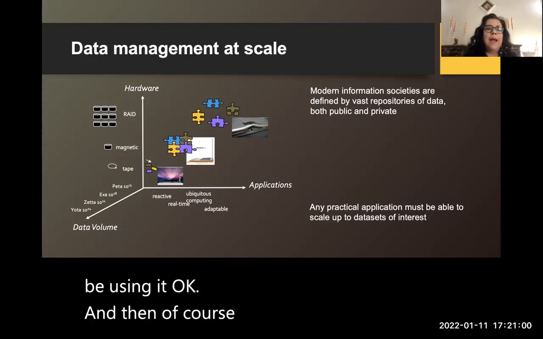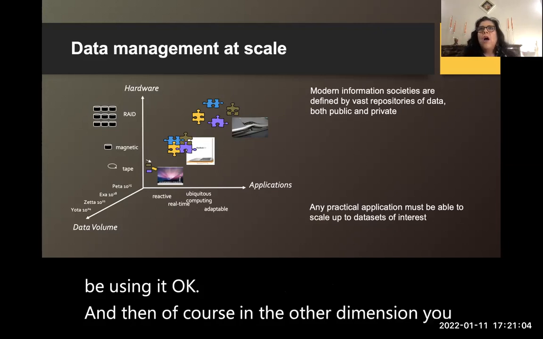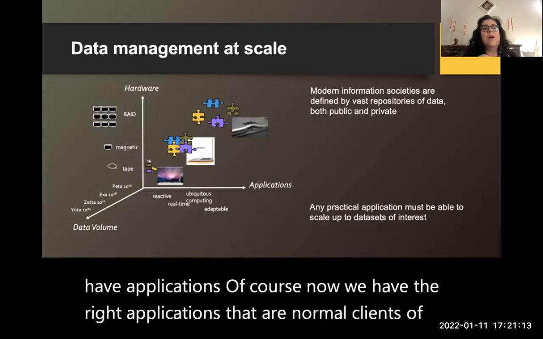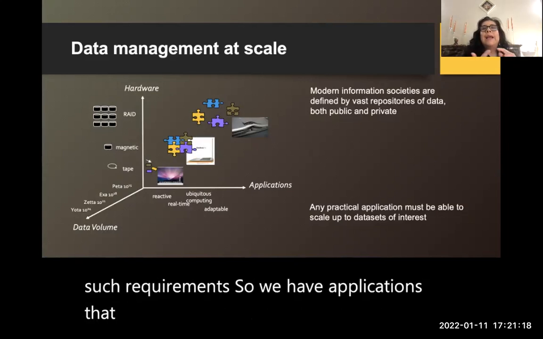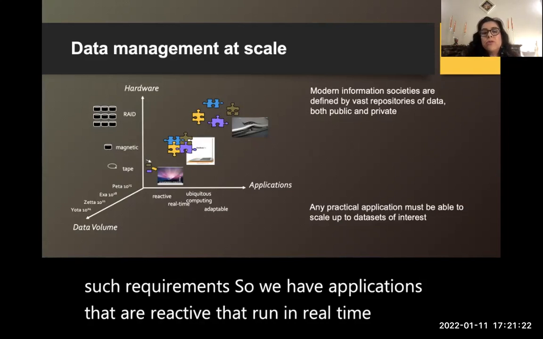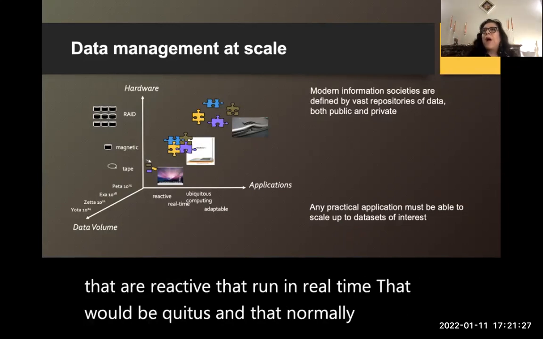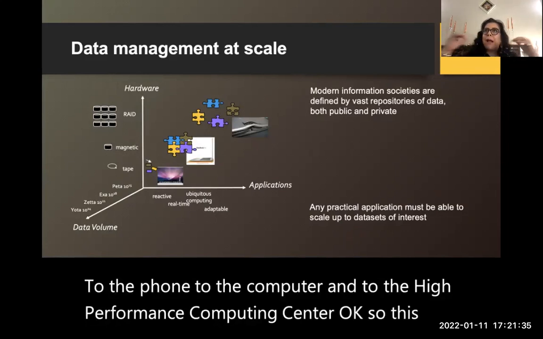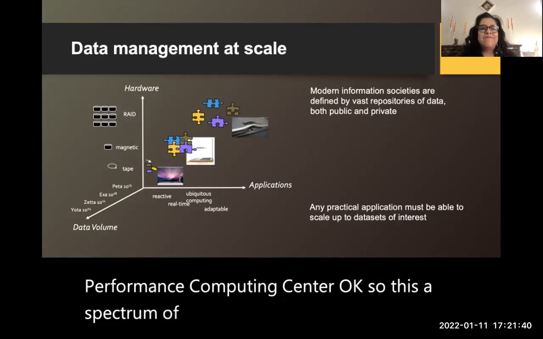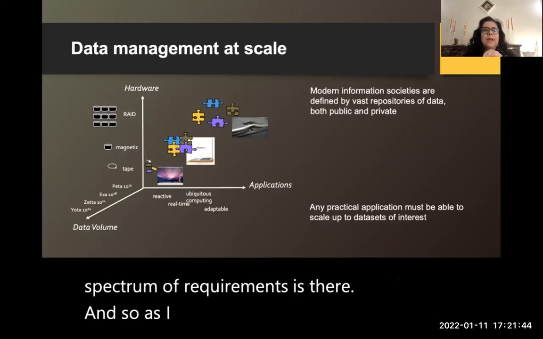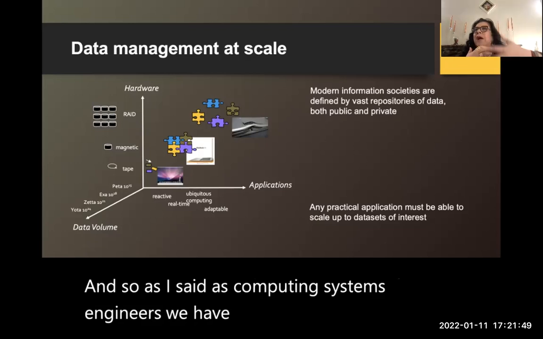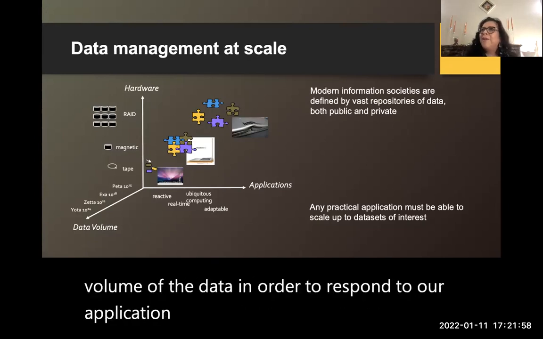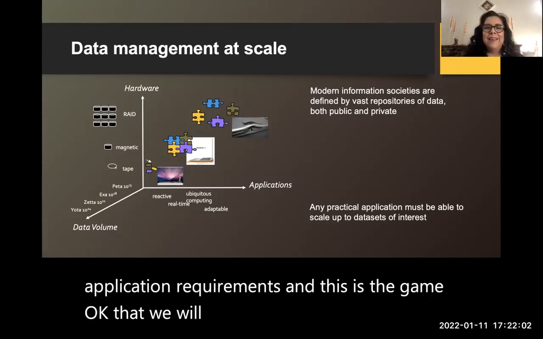And then, in the other dimension, you have applications. Now we have applications that are normal clients of such requirements. They are reactive, run in real time, are ubiquitous, and are normally adaptable. They move from the watch to the phone, to the computer, and to the high performance computing center. So this spectrum of requirements is there. As computing systems engineers, we have to choose the right hardware with respect to the volume of the data in order to respond to our application requirements. And this is the game that we will be playing in this laboratory.